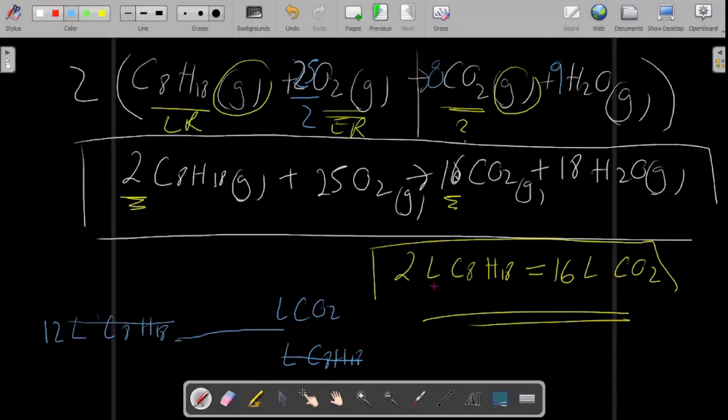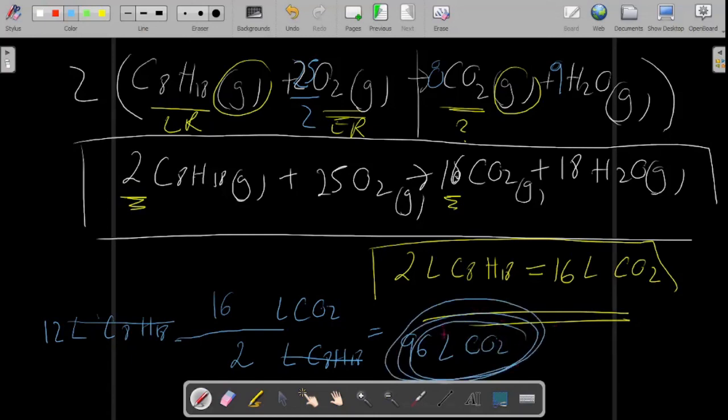Well, read the recipe. 2 of the octane, 2 here, 16 of the carbon dioxide, so 16 of the carbon dioxide, and this is just math. Multiply 12 times 16 divided by 2, and this computation comes up to 96 liters of carbon dioxide. 96 liters of carbon dioxide is how much you can produce if you start with 12 liters of the octane gas.